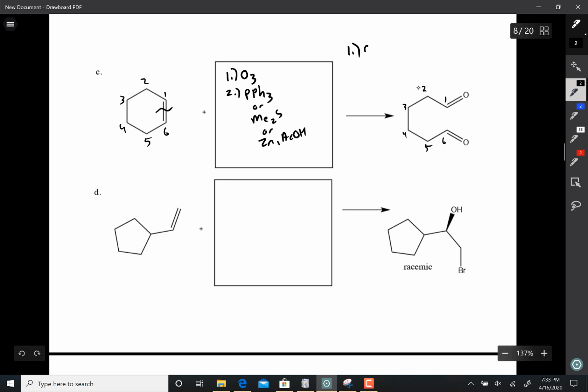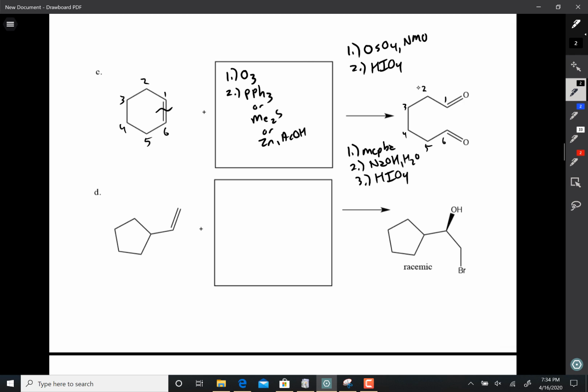Or you could do osmium tetroxide followed by periodic acid. That's an option. Third option is periodic acid can also cleave anti-1,2-diols. So you could add the two OHs anti to each other and treat with that. So, three possibilities.